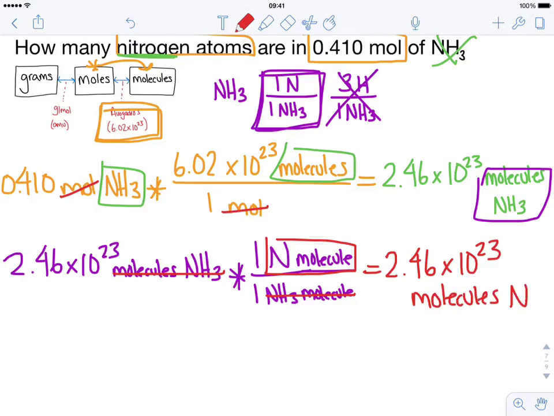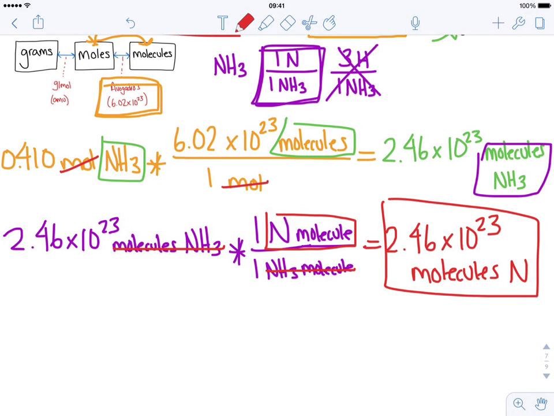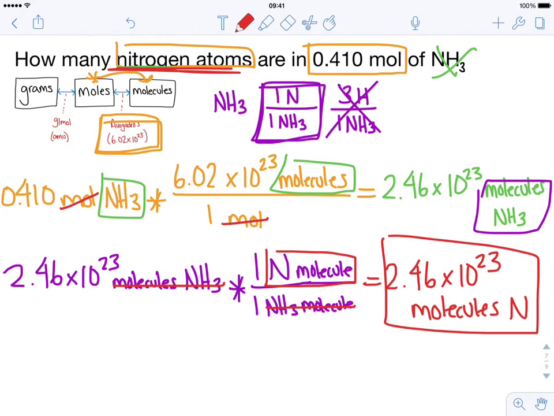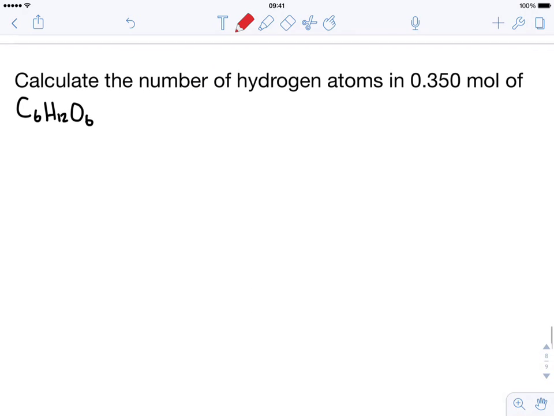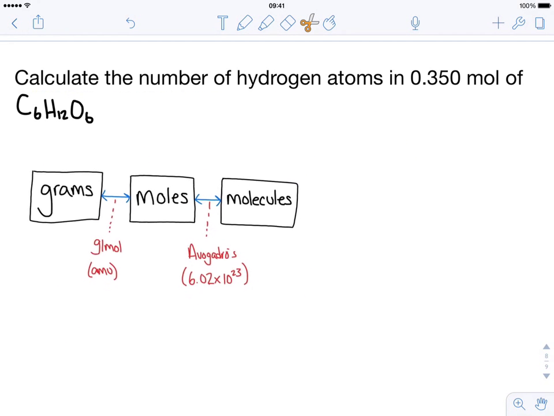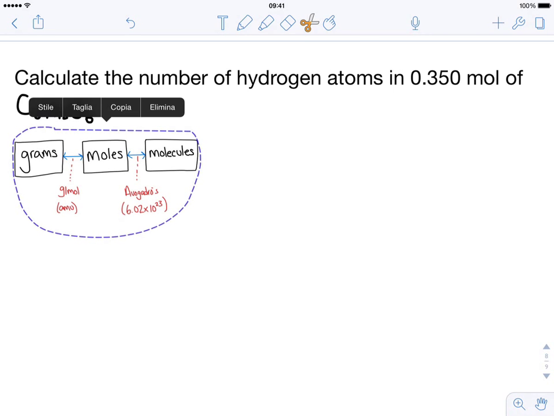of nitrogen. Is that what the question is asking us for? How many nitrogen atoms or nitrogen molecules, really just the same words? Yes, that's what it's asking us for, and that's what we're left with. That question is a little bit more difficult. So let's do one more like it. Again, let's paste our roadmap here. Okay.